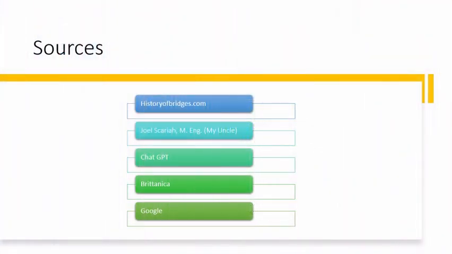Sources. I used historyofbridges.com, my uncle Joel Scuria, ChatGPT, Britannica, and Google.